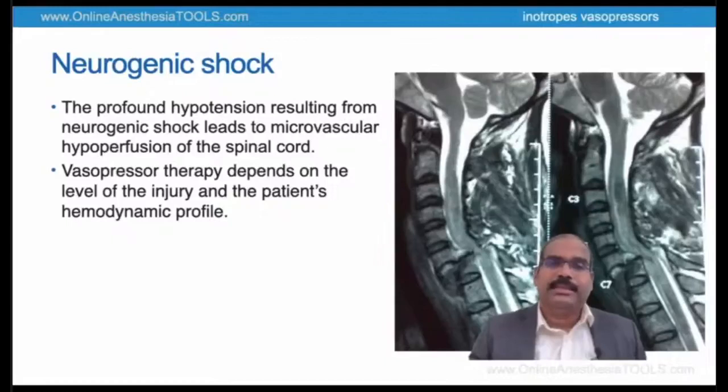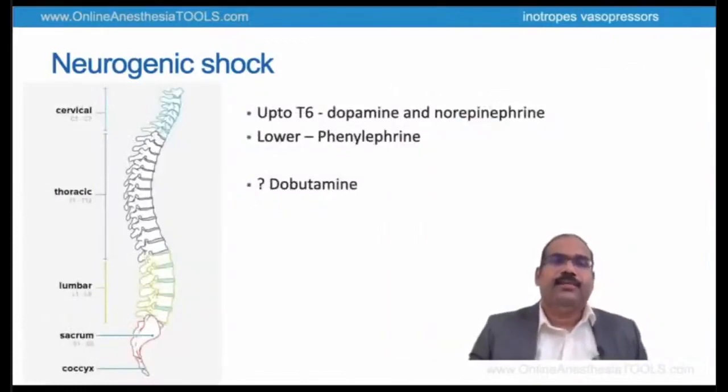So vasopressor therapy depends on the level of injury and the patient's hemodynamic profile. Injuries at the cervical level and the higher thoracic levels, until T6, demand a vasopressor agent with both inotropic and vasoconstrictive properties, so that we can support the vascular tone as well as the cardiac contractility. Thus, dopamine and norepinephrine are the agents used in this specific site of injury, the spinal cord injury site.